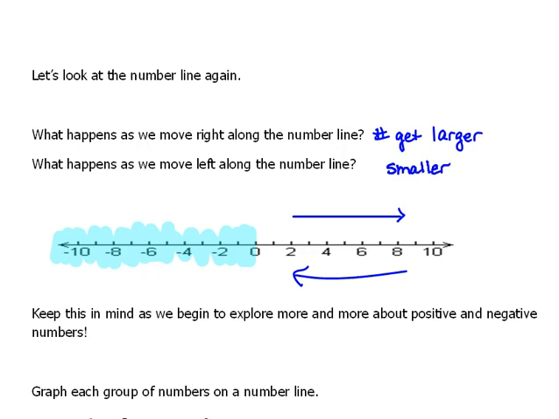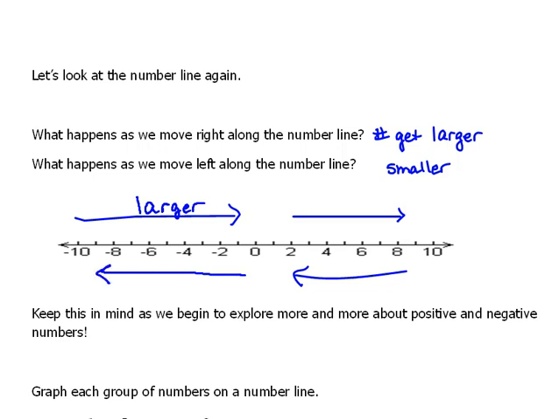Okay. If that is true on the right side of the number line, then that must also be true on the left side of the number line. As we move to the right, the numbers get larger. As we move to the left, the numbers get smaller. And whenever we're talking about negative numbers, that's a little bit of a more difficult concept to grasp, because if we look at -2 or -4, you kind of think that 4 is bigger than 2. It's just your natural reaction.